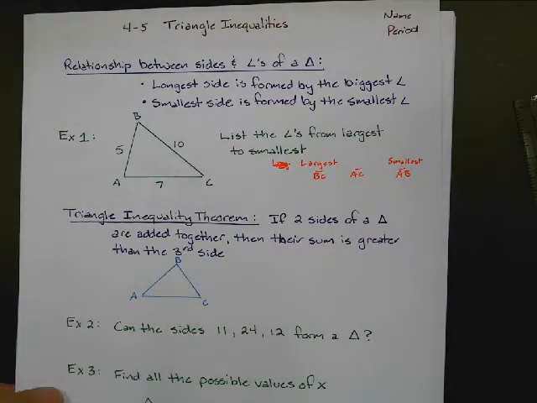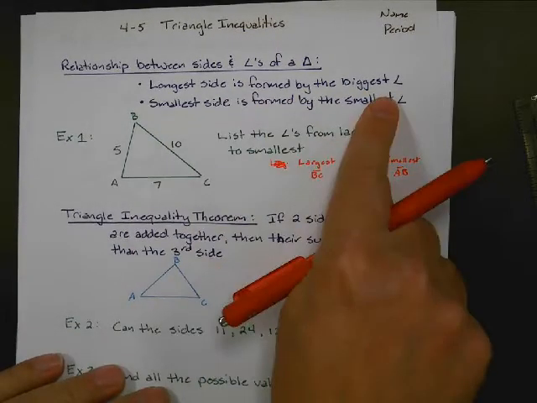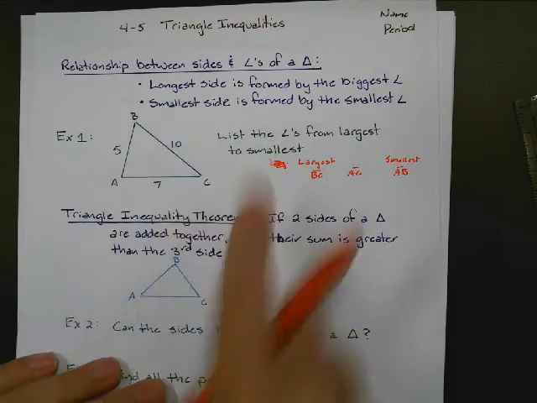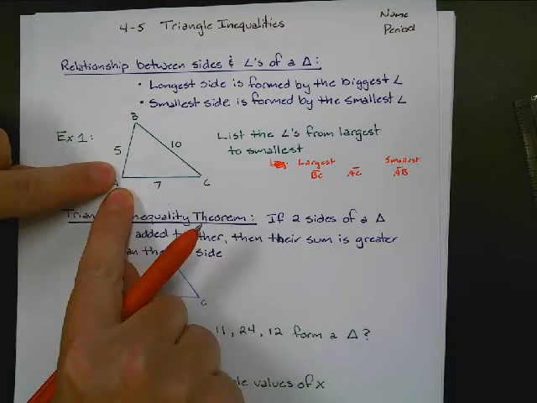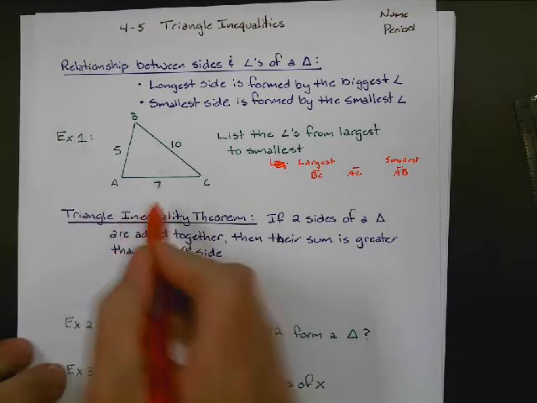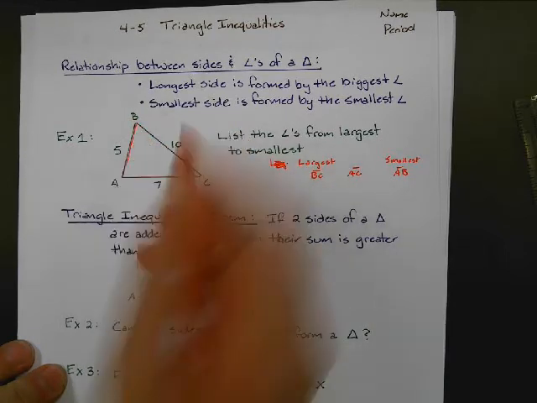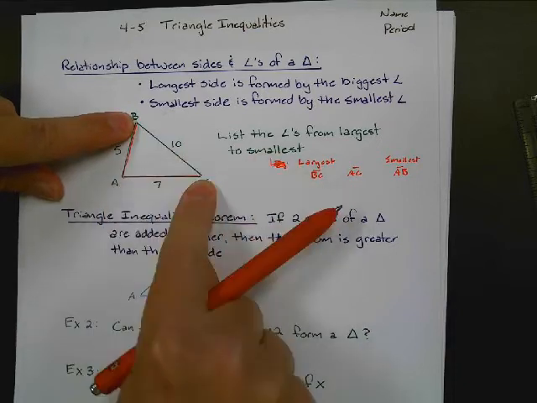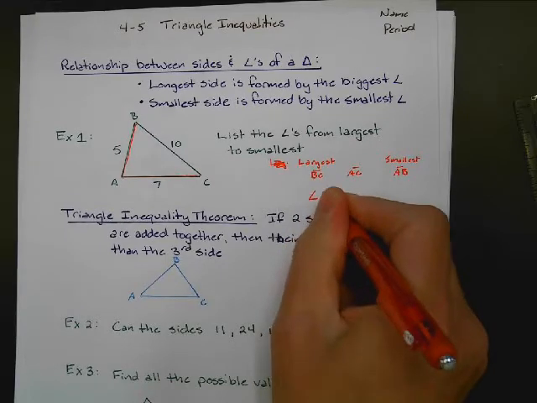Well, this problem doesn't ask me for the sides. It asks me for the angles. So if I look it up here, this says that the longest side is formed by the biggest angle. So we could also go backwards and say the biggest angle is formed by the largest side. So here's the largest side. Which angle is forming that one? Well, if I follow it back, angle A is forming that side right there. So I follow out angle A, and there's the biggest side. So that means angle A is my biggest angle.